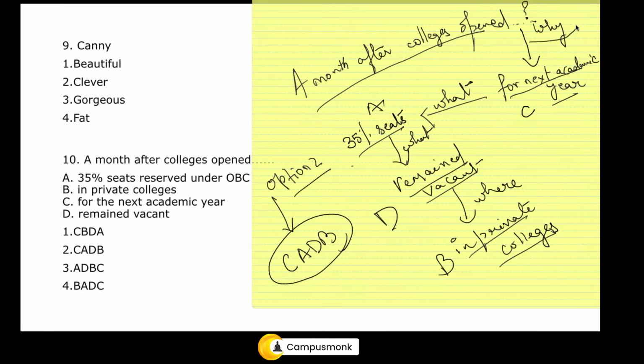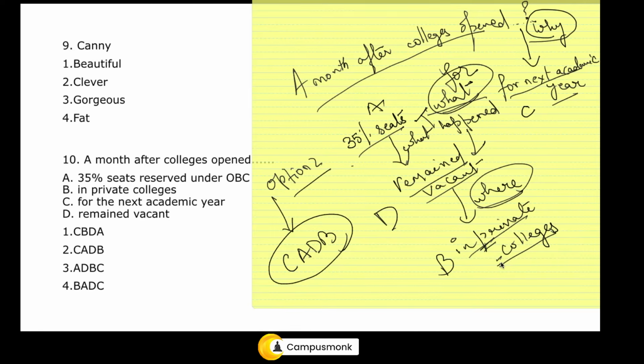Now you see there's a format: why, what, and where. Okay, so this is the procedure. Like, what is the obvious question after you hear a month after the college is open? I would say, why did it open first? Then you'll say, okay, for what did it open? For admission. What happened to this admission then? 35% seats were reserved under OBC. So what happened to these seats? These seats remained vacant, okay? Where? In private colleges.